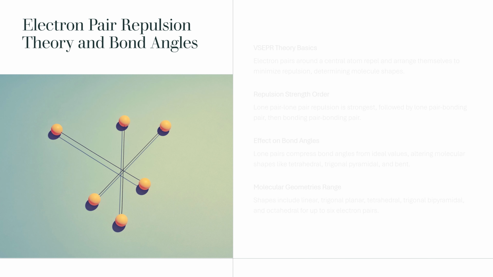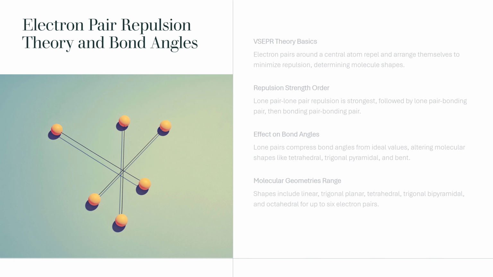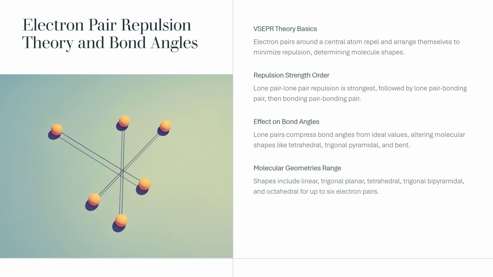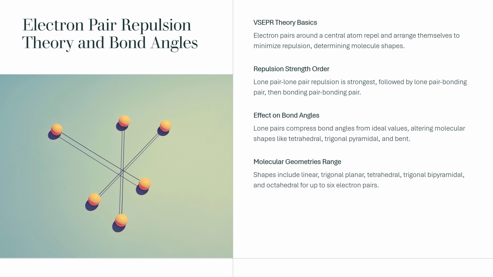Molecular shape is predicted using VSEPR, valence shell electron pair repulsion, theory, which states that electron pairs around a central atom repel each other and push as far apart as possible to minimize this repulsion. VSEPR theory is used to predict the shapes of molecules and ions. The strength of repulsion follows the order: lone pair-lone pair, then lone pair-bonding pair, then bonding pair-bonding pair.